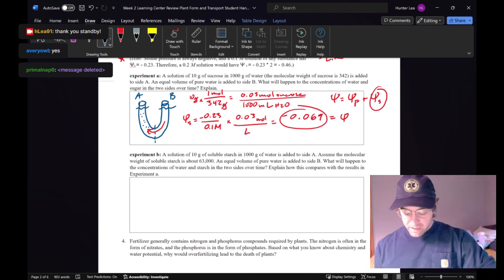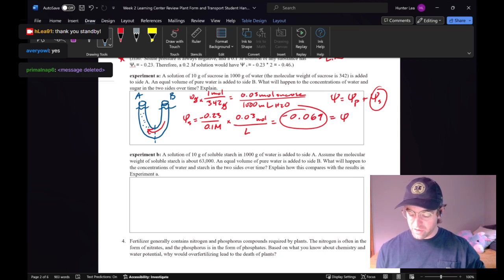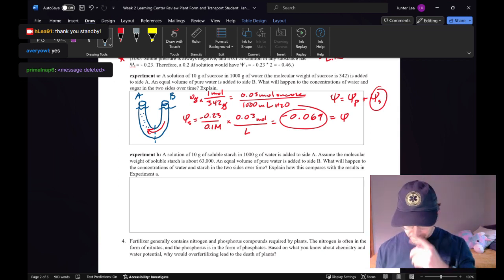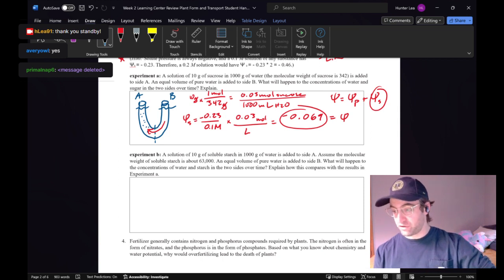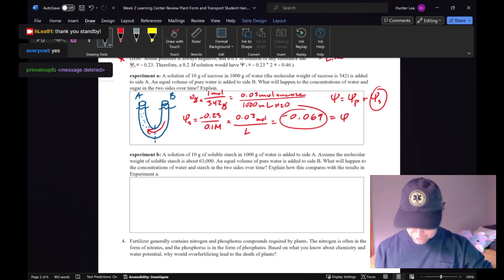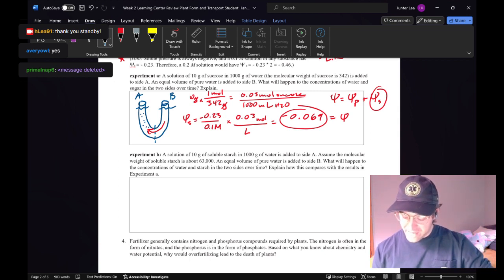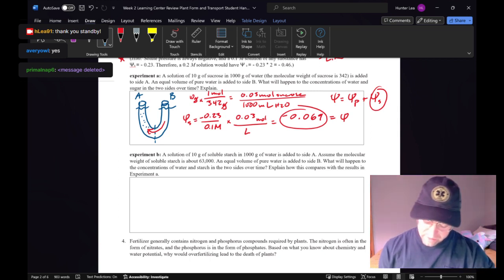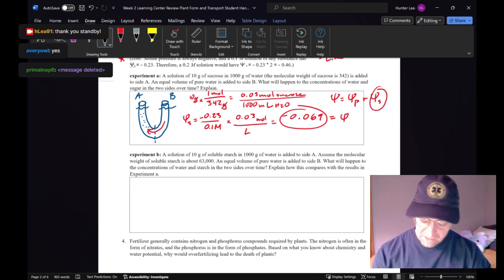So in experiment B, we've got a solution of 10 grams of soluble starch in 1,000 grams of water. So very similar setup so far, added to side A. Assume the molecular weight of soluble starch is about 63,000 compared to 342. So the molecular weight is much, much greater. An equal volume of pure water is added to side B. What will happen to the concentrations of water and starch on the two sides over time, and explain how this compares with the results in experiment A.